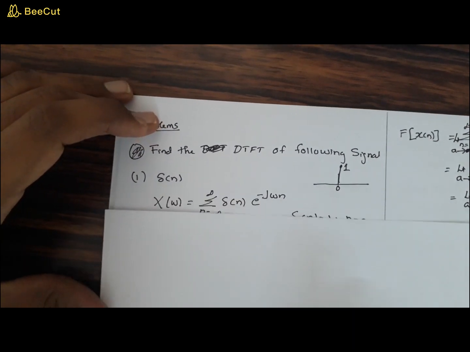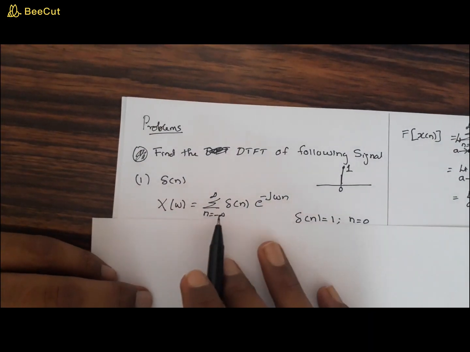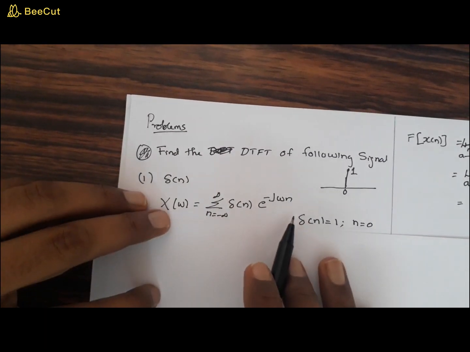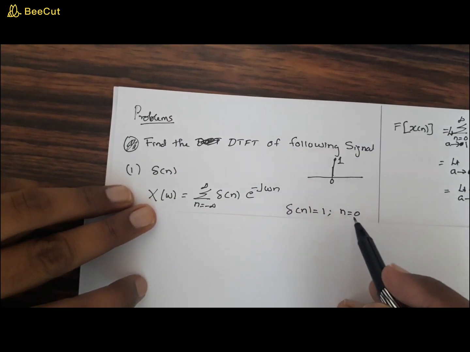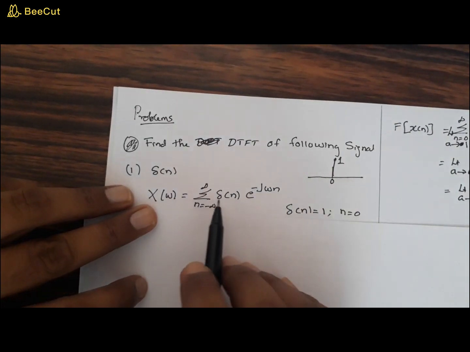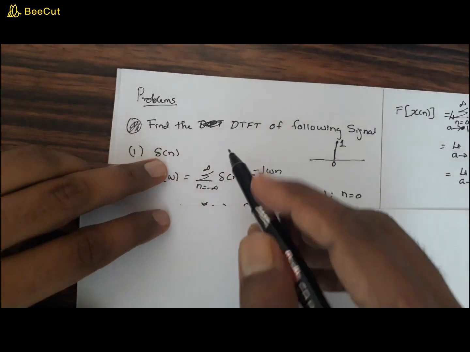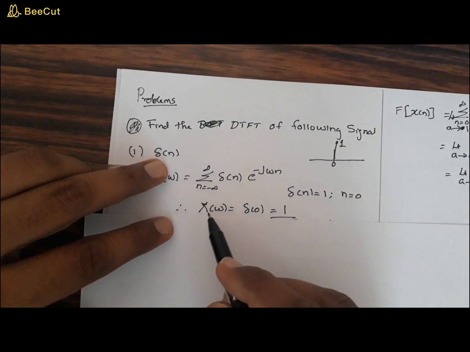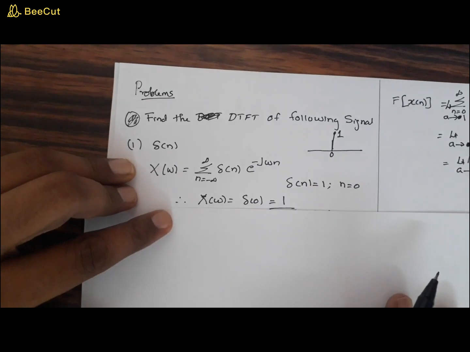Now, how to use this? This is the basic expression of DTFT, that is sigma n equals minus infinity to plus infinity del of n e raised to minus j omega n. From this figure, it can be easily understood that del of n is equal to 1 at n equals 0. That means this equation will have only the value at n equals 0. The rest of all the values will be 0. So at n equals 0, this exponential also becomes equal to 1. So that forms x of omega equal to del of 0, and we know that del of 0 is equal to 1.